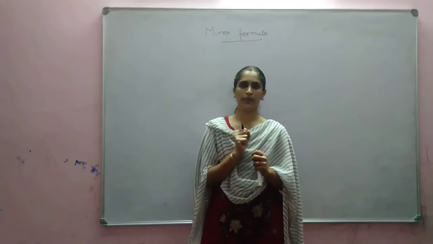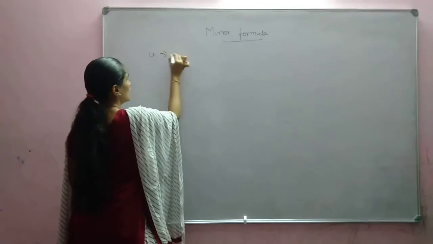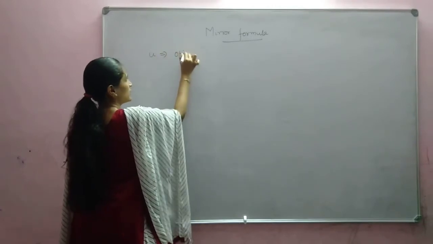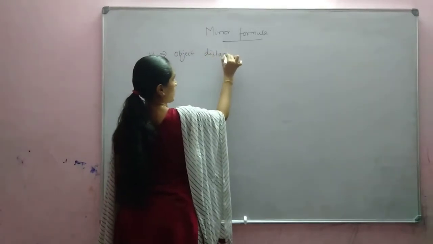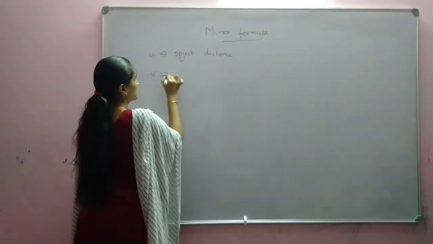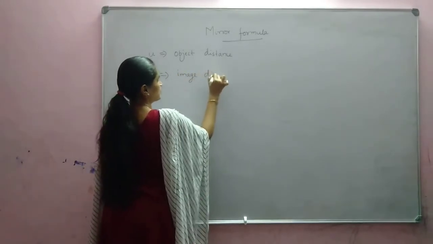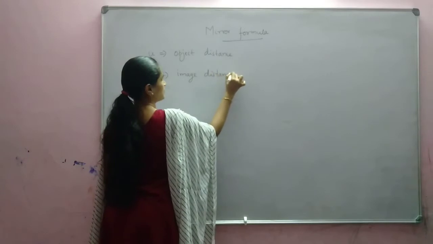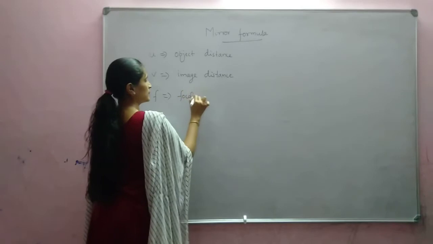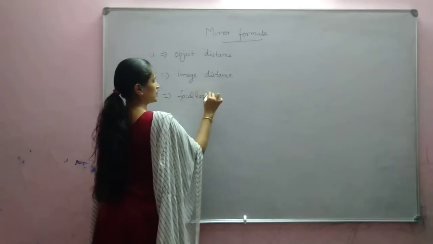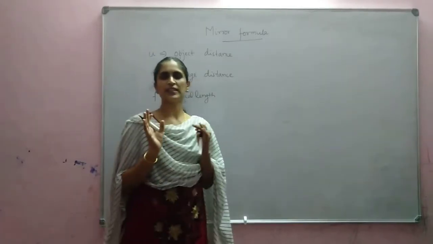If we are writing u as the object distance, v as the image distance, and f as the focal length.